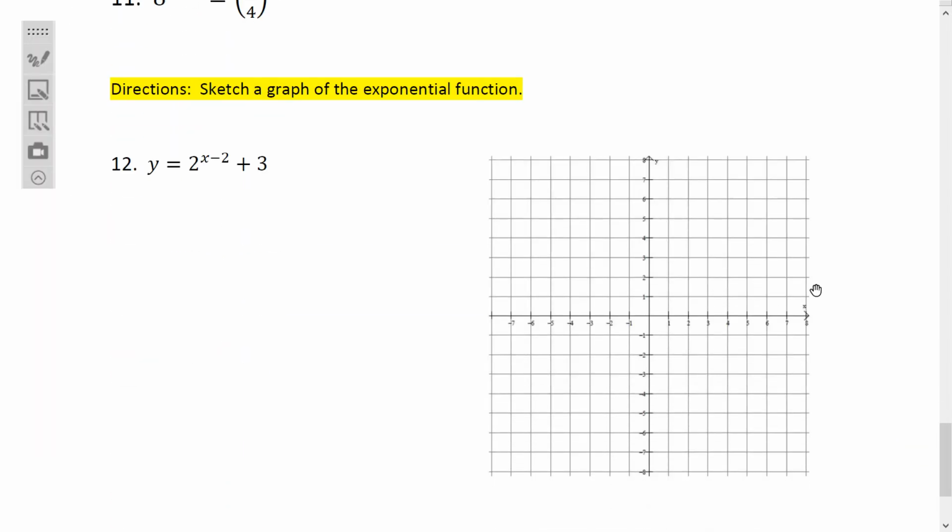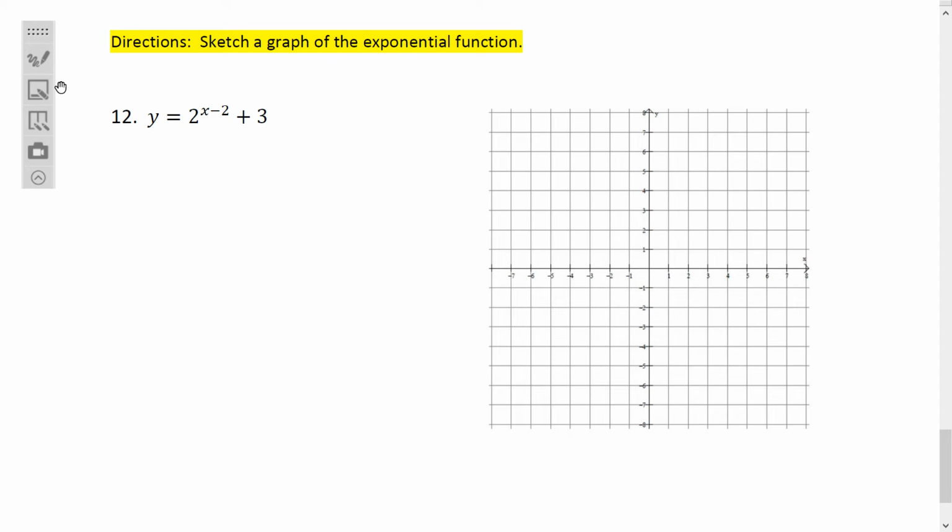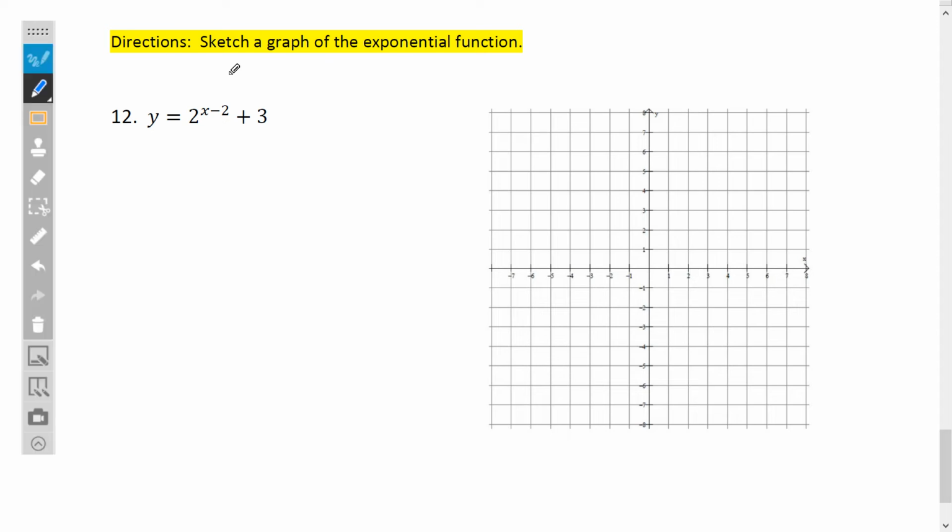And then our last problem, number 12, we want to sketch the graph of this exponential function. So we could do this two different ways because we learned two different ways. We could just make a table, fill out the values in the table and then sketch this. And if that's easier, then we can do that. However, I would like to graph this using the parent function.